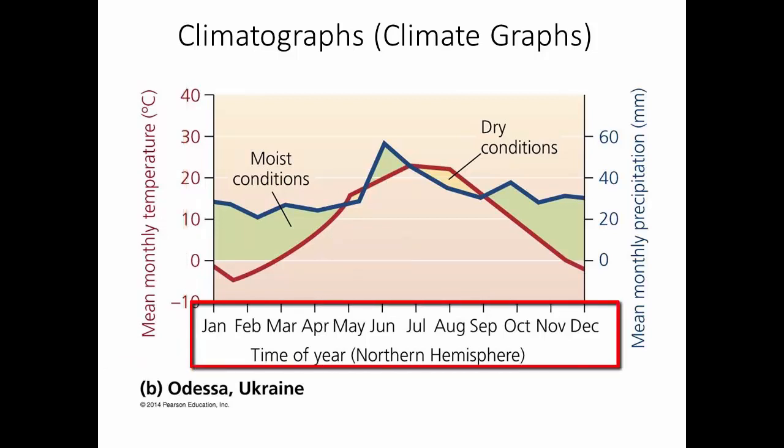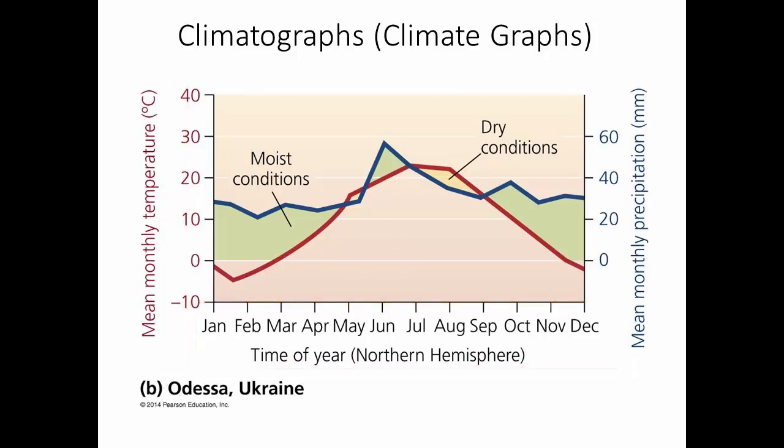The x-axis runs along the bottom of the graph and displays the time of year delineated by month. Relatively moist conditions are present when the blue line is above the red line and the area is shaded green. Relatively dry conditions exist when the blue line is below the red line and the area is shaded yellow.